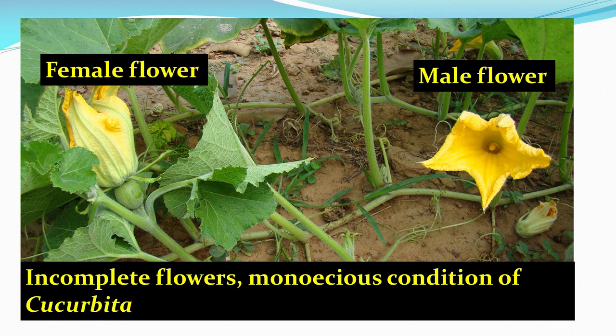Incomplete flower. We are acquainted with this plant, Cucurbita. Cucurbita has male and female flowers borne on the same plant. The male flower has three whorls: calyx, corolla and androecium. The female has calyx, corolla and gynoecium. So both are incomplete flowers.